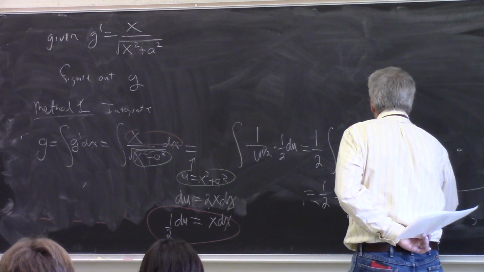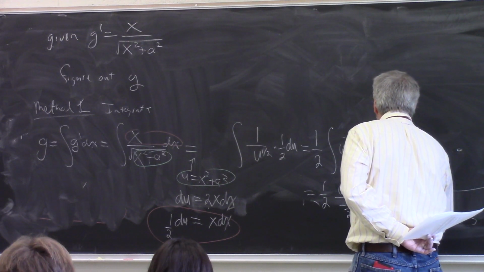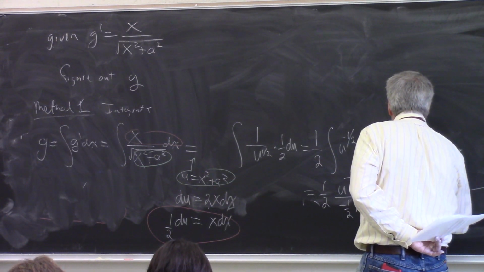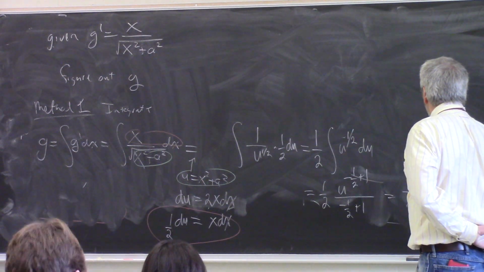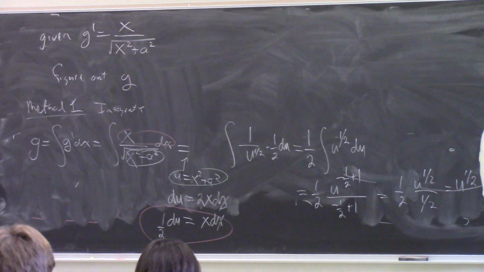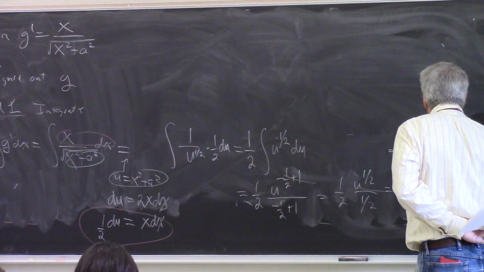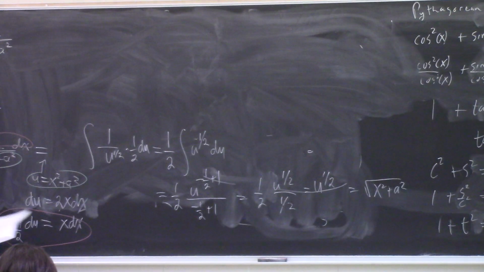Sorry, it's going to be 1/2 times u to the 1/2 over 1/2. Well, look, this 2 and this 1/2 get together and they have a party. So I get u to the 1/2, which is just that square root term, the square root of x squared plus a squared. So that's what goes here.